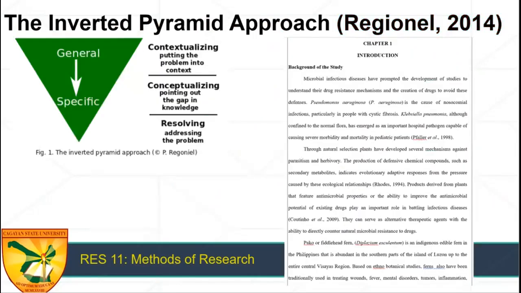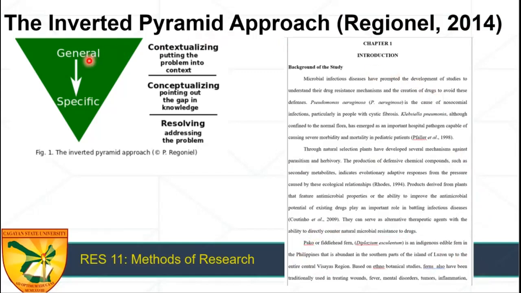So this is an example of your inverted pyramid approach. So again, it's from general like this. It's looking at the microbial infection diseases first, and then it talks about the whole of the antimicrobial properties of compounds or herbs that you have, and that they can serve as therapeutic agents. And then they talk about the specific ones, which is the taho or the fiddlehead fern.